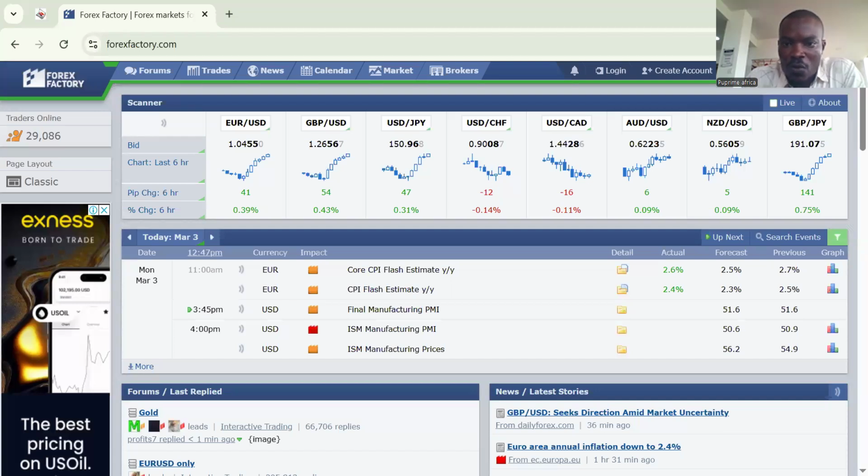So what we are experiencing at the moment is two things. Number one, this low could be a retracement for dollar to continue moving to the upside. What I mean is this low that happened.